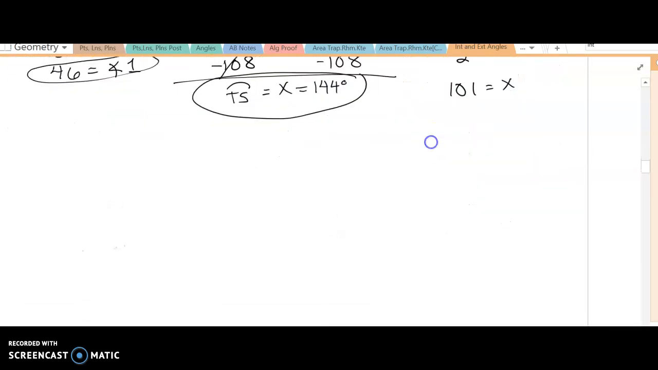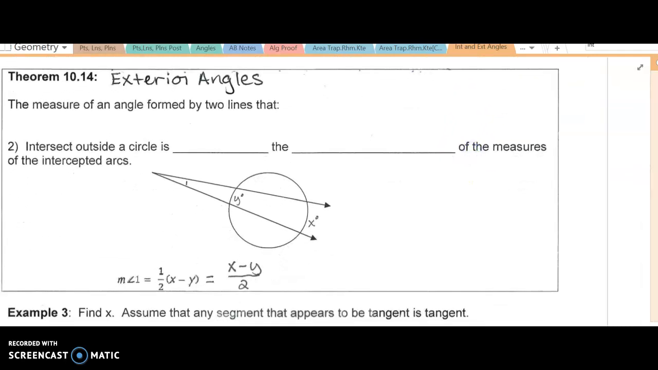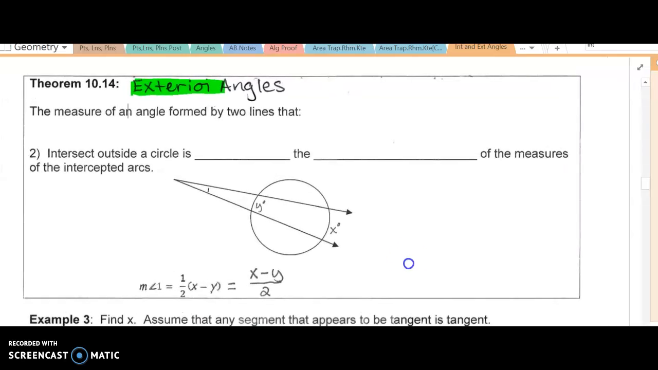Okay, so let's go on to our next theorem. Notice this one is called the exterior angles theorem. Take a look at it and see if you can guess why it's called the exterior angle. Let's see what else we notice here. It looks like I have, again, 2 secants. These both are lines that go all the way through the circle. But these secants are intersecting in a different place this time than they did before.